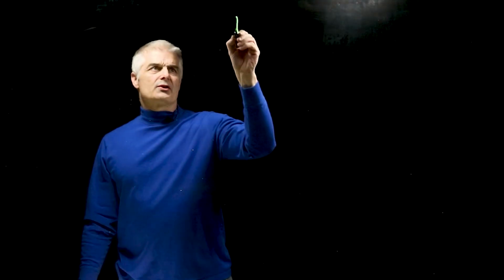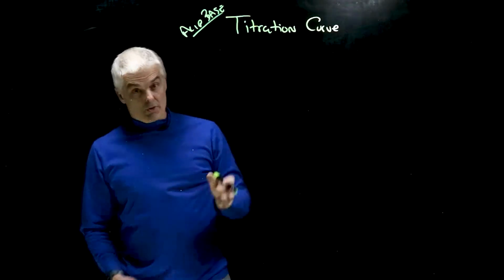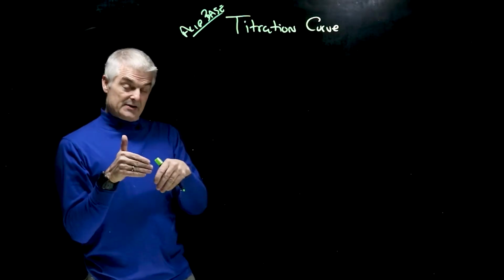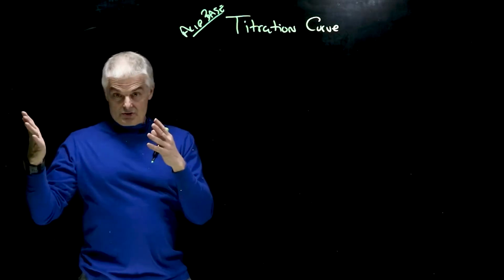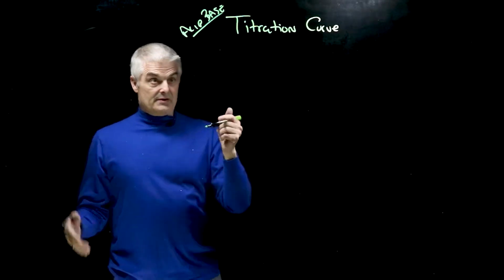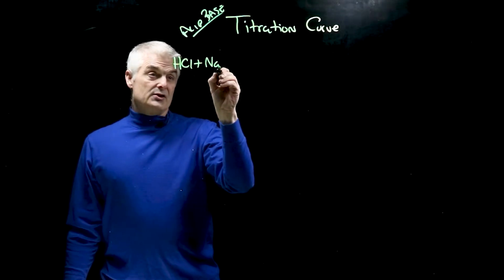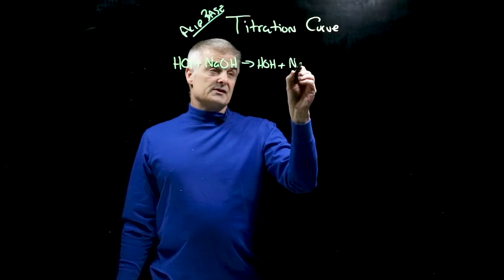Now what we want to do is talk about something called a titration curve, specifically acid-base. You recall when you do a titration that you're usually adding a base to an acid, and then you're waiting for it to reach the equivalence point where the moles of the acid equal the moles of the base. So a classic example would be HCl plus NaOH makes water plus NaCl.